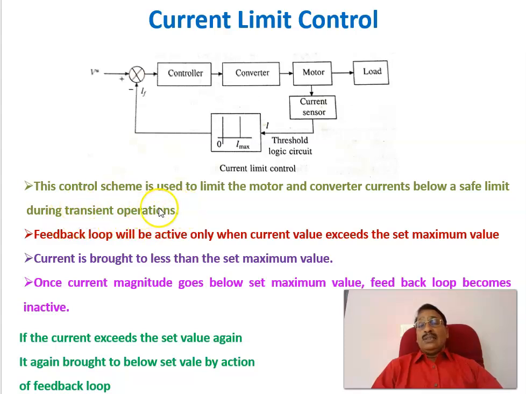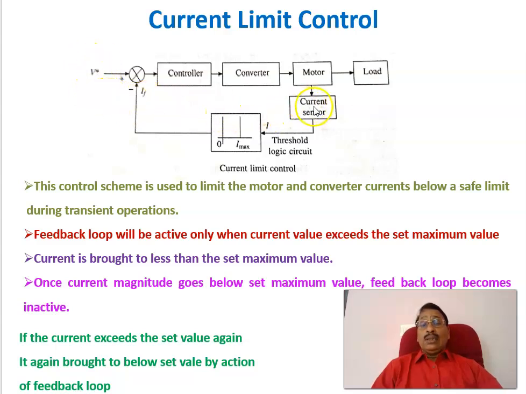During the transient operation, maybe during the starting or during the braking, during all those processes, we want to bring the current to within that limit. Now, coming to this block diagram, here it is given the I star, that is a current reference. This is the current that we want to bring to the actual current of the converter or motor to this value I star.